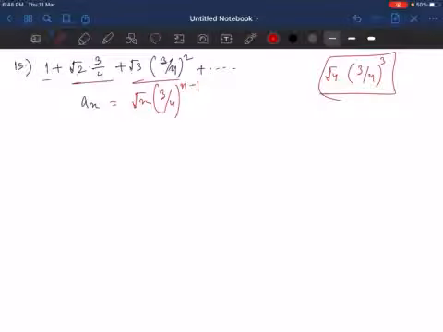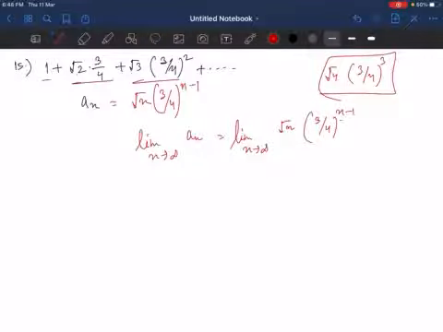Now we have to find the limit. So we have to do limit n tends to infinity of an. That is equal to limit n tends to infinity of root n times (3/4) to the power n minus 1. Now you see again 3/4 is what? Less than 1. And in the power of 3/4, we have infinity minus 1, and infinity minus 1 is infinity only.